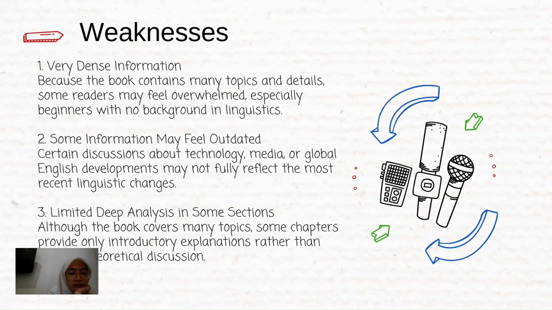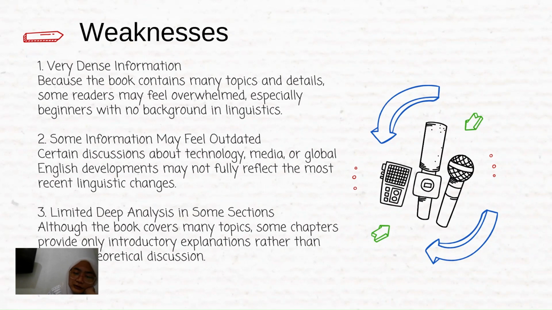And the weaknesses of the book. The first is very dense information. Since I said it before, it contains a lot of aspects about the English language, not just focusing on one topic. So the book is very dense because it's explaining a lot of things at one time and a lot of details. And for some readers, they might feel overwhelmed, especially beginners with no background in linguistics. So it's very useful for us if we want to know about the English language in the bigger picture.